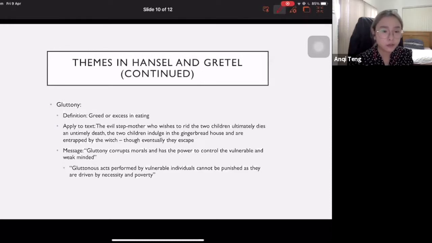The second clear example of gluttony would be when the two children indulge in the gingerbread house and are entrapped by the witch. However, in contrast to this evil stepmother who gets punished for her gluttony, they are able to escape and they're rewarded. So let's look at why those two things are different, right? Why are those two things different?